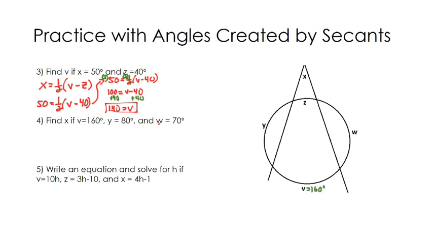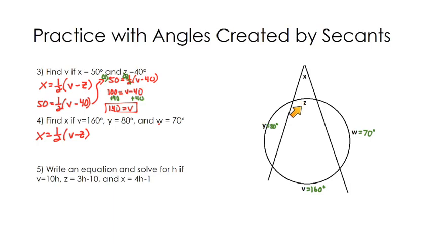Y equals 80 and w equals 70. Normally I would just do the same formula as last time: I would do v minus z, multiply by 1/2, and that would give me x. In other words, I'm just going to copy down our formula from the previous problem, because that relationship is always going to be true with a diagram like this.